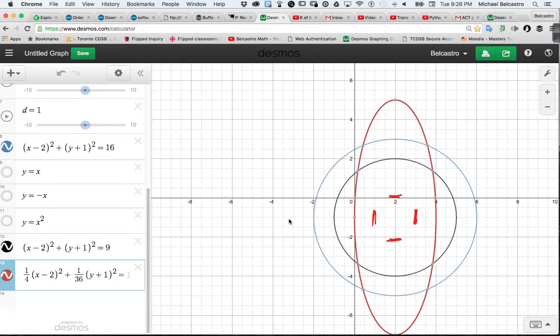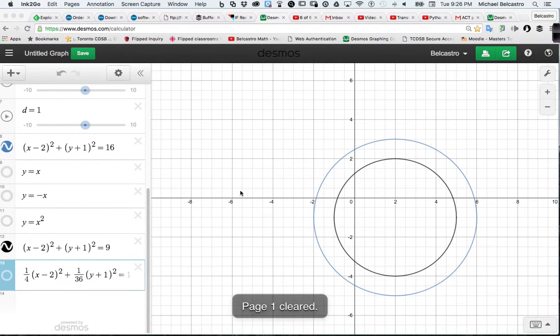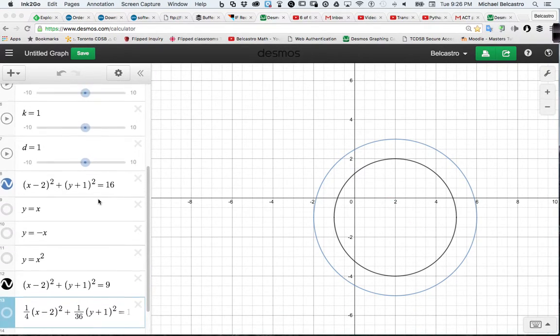Okay, so in that case, the red one is not the equation we're looking for, and it's the black circle that is going to be the one that works out for us.